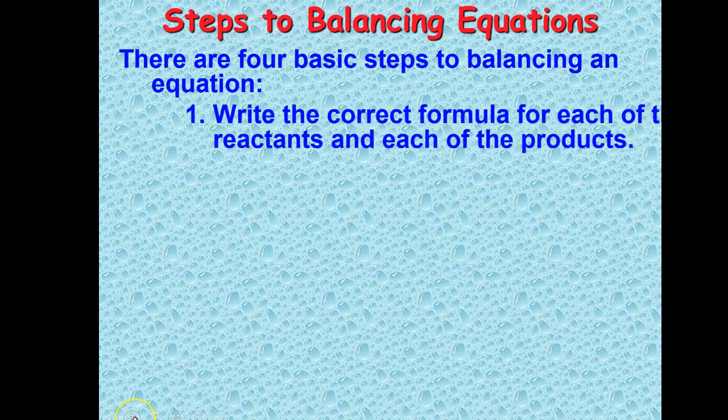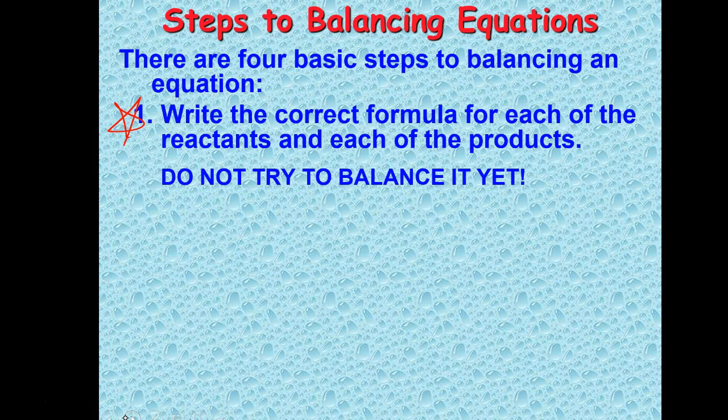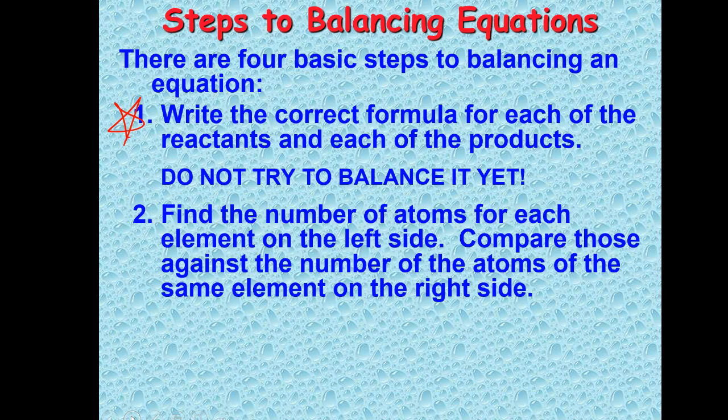So the 4 basic steps for balancing equations: first, write the correct formula. That is absolutely the most important step, and people skip it all the time. You're not going to have to do that first, but starting with the next lesson on 6.2, you're going to have to write the formulas, and that's probably the hardest part. Don't balance it until you get the formulas correct first, okay?